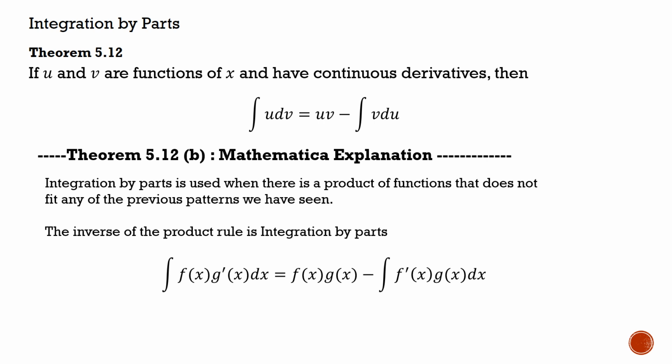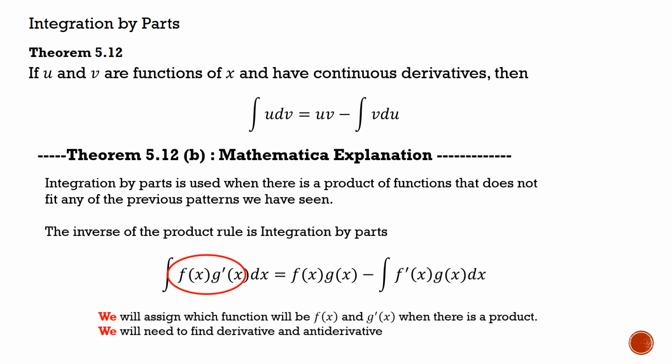All right, pause the video. This is the formula we're going to be using. It looks a little bit complicated, but it actually isn't, and you'll understand why in a couple of minutes. The first thing we have to realize is that there's a product of functions. We are going to assign which one of those functions is going to be f of x and which one is going to be the derivative of g of x. Then, once we identify those, all we need to do is find the derivative of f of x and the antiderivative of g prime of x.